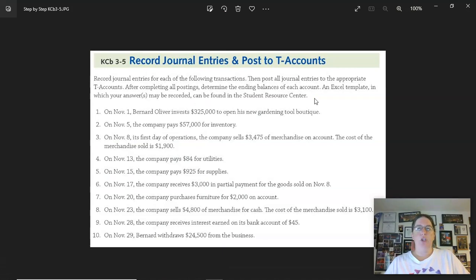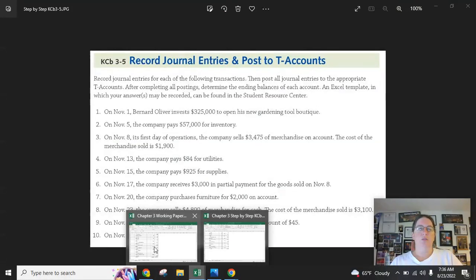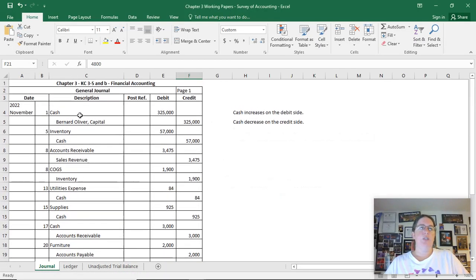Okay. The next step in your problem was to post all of the journal entries. So that's what we're going to do next. We're going to come up here to journal entry number 1 to November 1st. The very first line was cash. What we're going to do is copy, okay? Not physically copy and paste with our mouse, but we're going to copy the information from one page to the other.